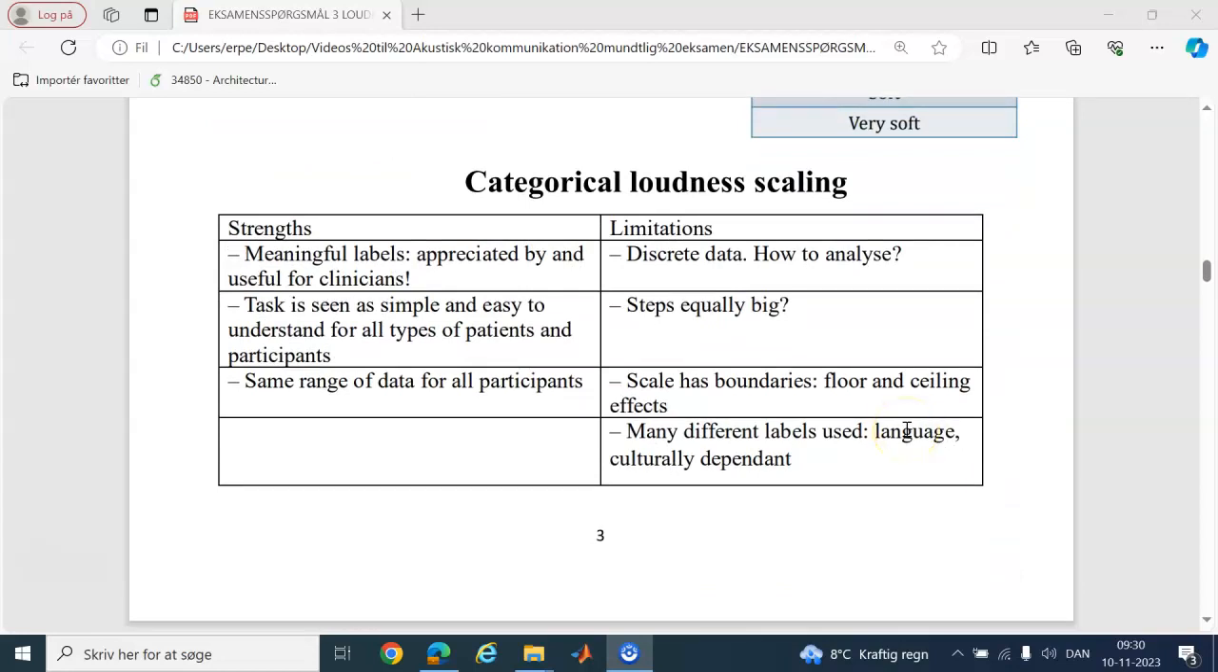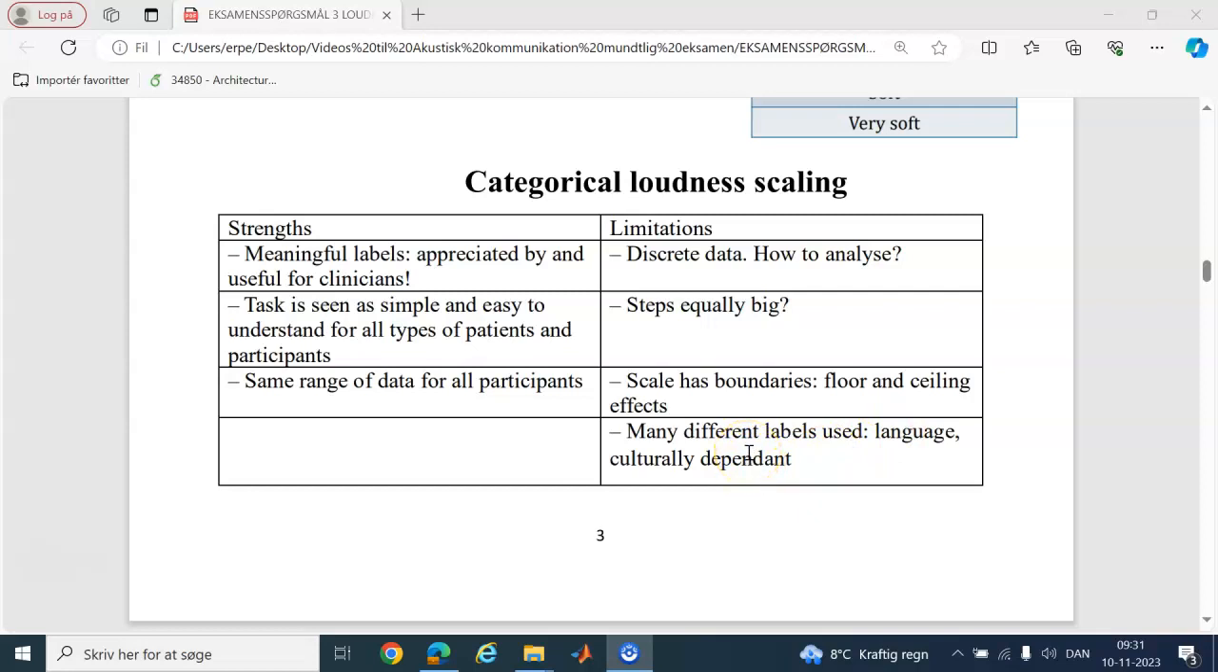There are some strengths and limitations. For categorical, strengths: meaningful labels appreciated by and useful for clinicians, such as soft, very soft, and so on. Limitations: discrete data, how to analyze. Strengths: the task is seen as simple and easy to understand for all types of patients and participants. Limitations: steps equally big? Strengths: same range of data for all participants. The scale has limitations: boundaries, floor and ceiling effects, and many different labels used, language and culturally dependent.